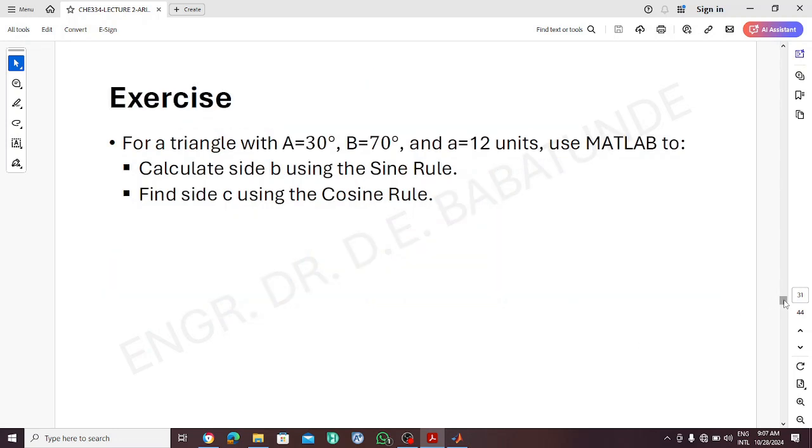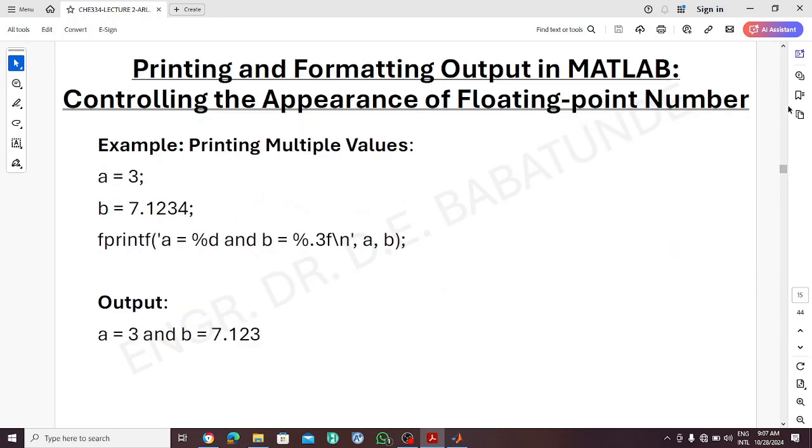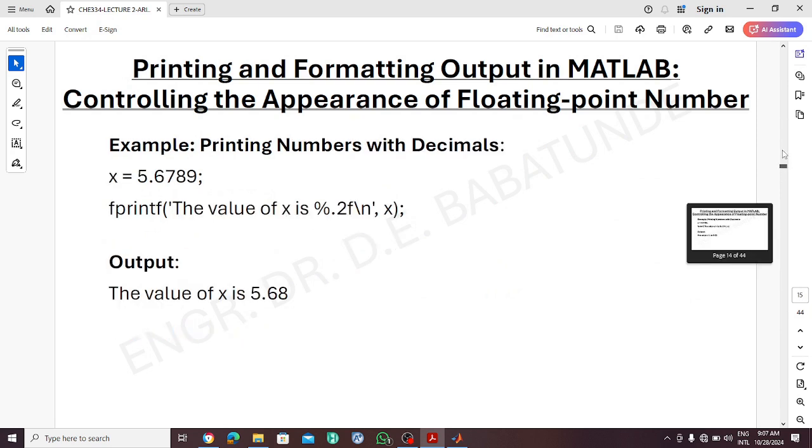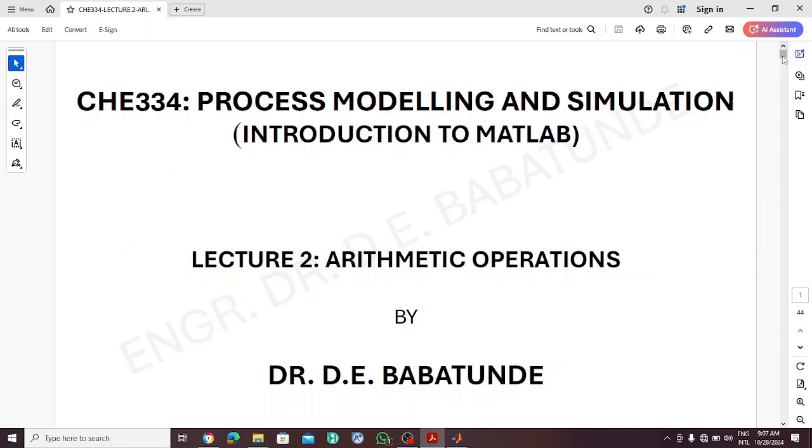Last time, we started looking at the concept of arithmetic operation. So we said a number of things. We looked at built-in constants, built-in functions, then order of arithmetic operation in MATLAB. We did some examples, and the course title is Process Modeling and Simulation. So in the way I teach you, I think I'll be adopting the approach of applying it to some of the chemical engineering problems that you may encounter.